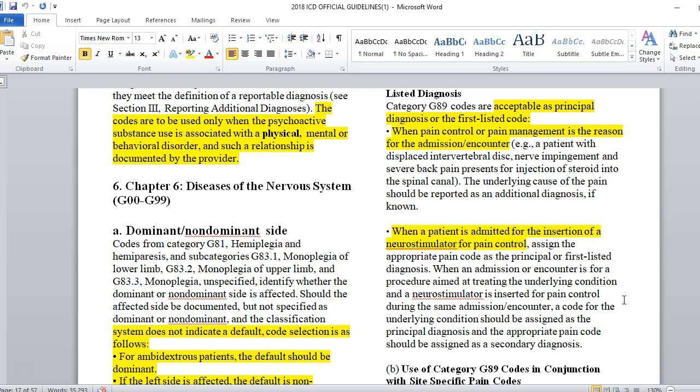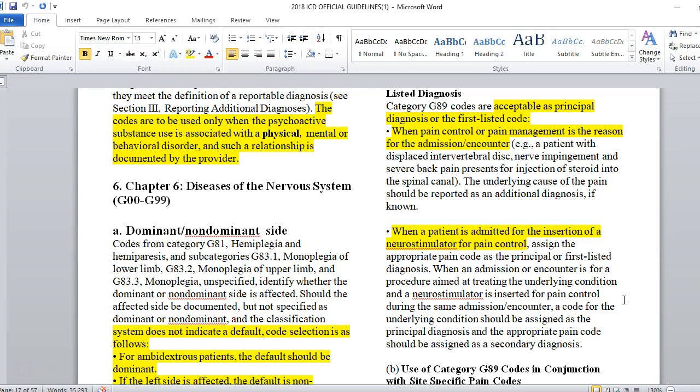We can also use it when the patient is admitted for the insertion of a neurostimulator for pain control. We assign the appropriate pain code as the principal or first listed diagnosis. When admission or encounter is for a procedure aimed at treating the underlying condition and a neurostimulator is inserted for pain control during the same admission or encounter, a code for the underlying condition should be assigned as the principal diagnosis, and the appropriate pain code should be assigned as the secondary diagnosis.